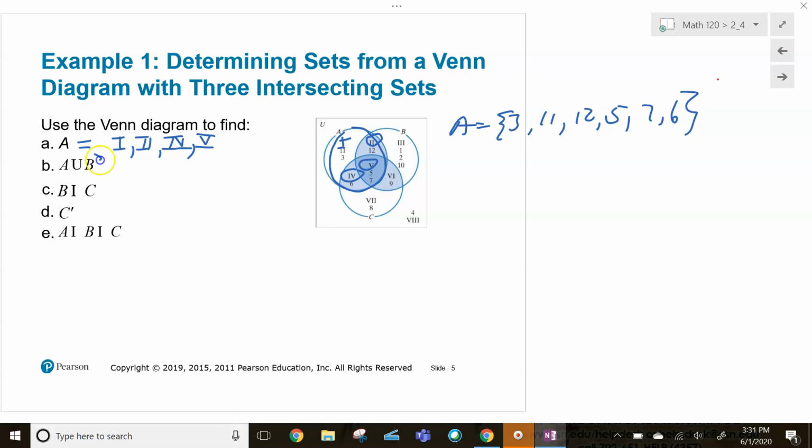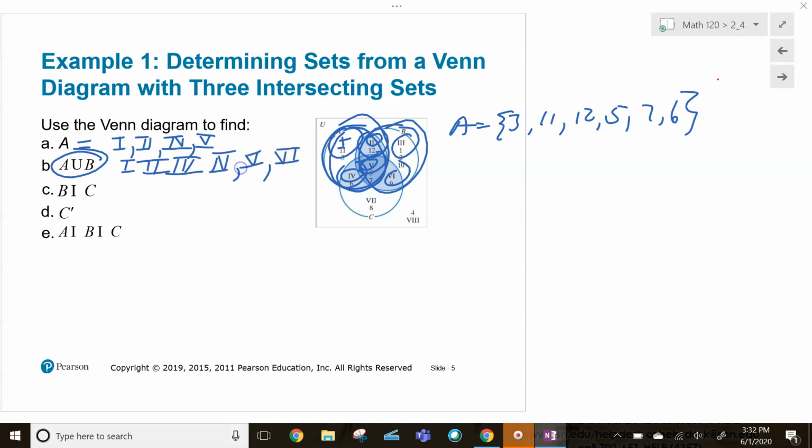Okay, what about A union B? A or B, right? That means union, A or B. So we're in A or we're in B. That's all of them: regions 1, 2, 3, 4, 5, and 6.